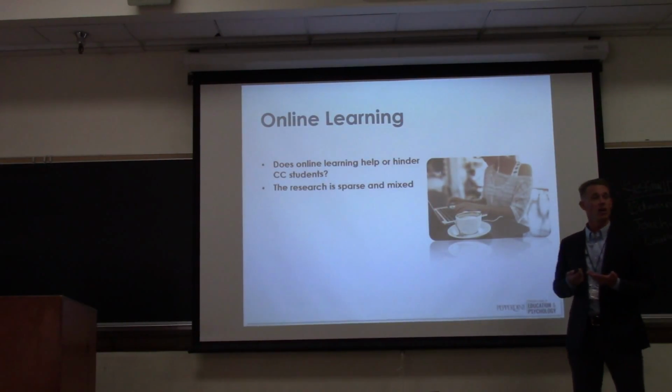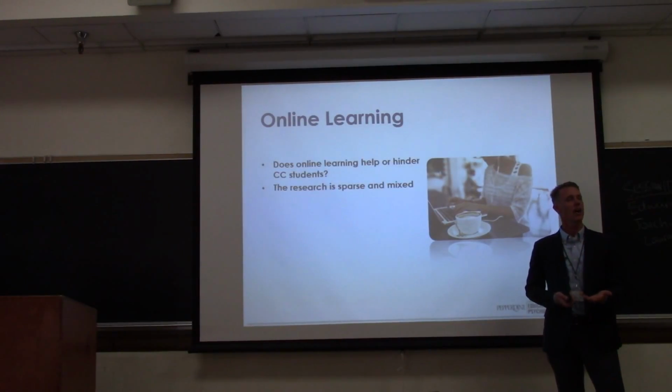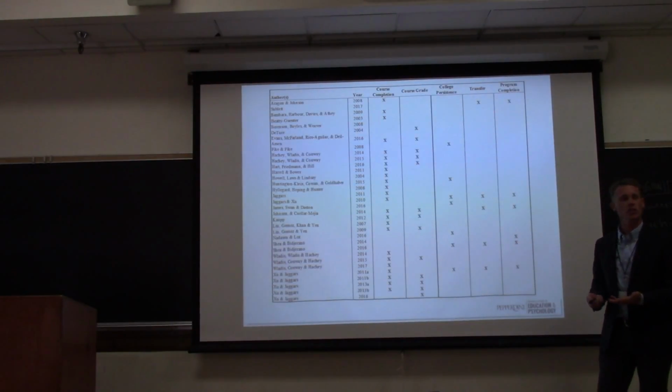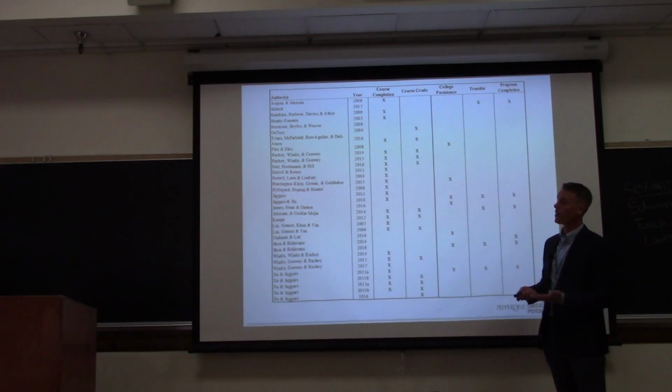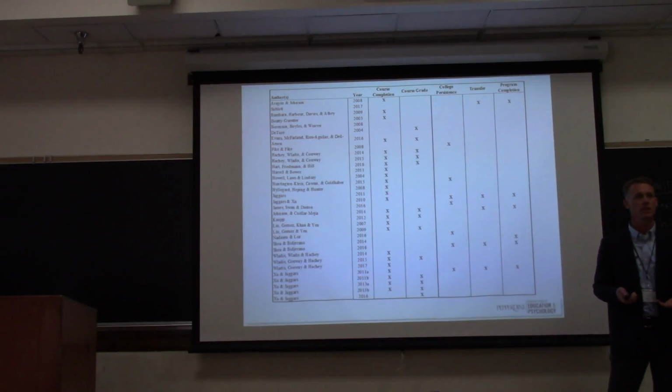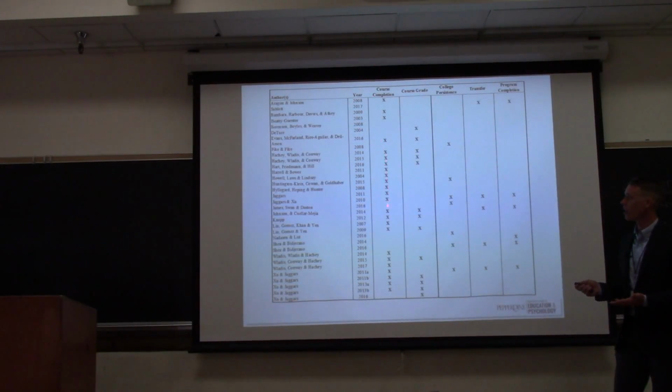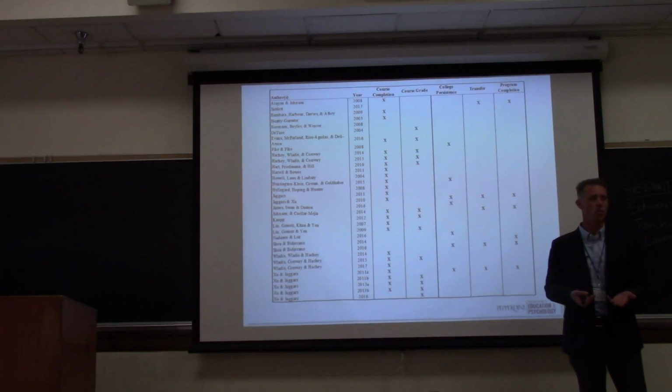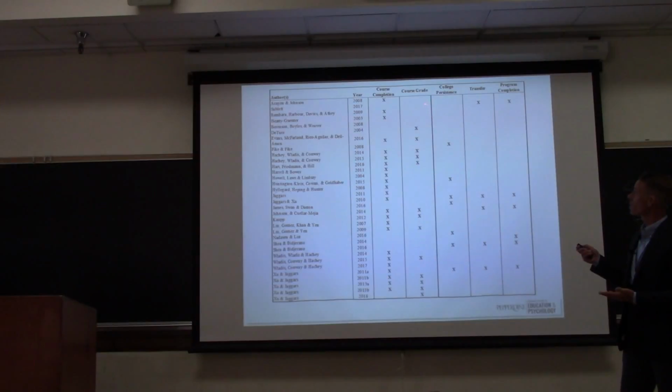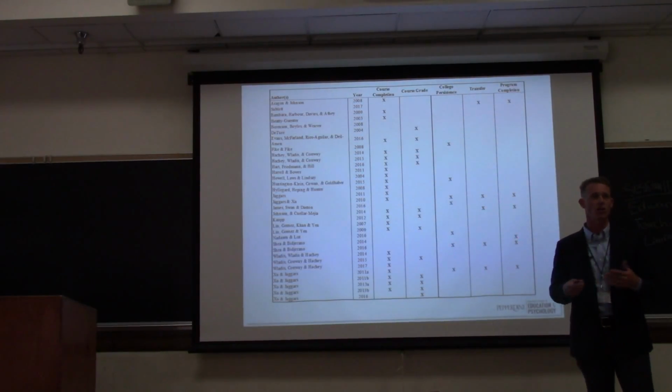I've done a decent job of trying to follow this body of literature, and I've categorized it by the outcomes that have been examined. And you can see the lion's share of the literature focuses on the proximal measure of course completion. Then there's some that look at course grade, there's fewer that look at college persistence, fewer that look at transfer, and fewer that look at the effect of online learning for program completion.